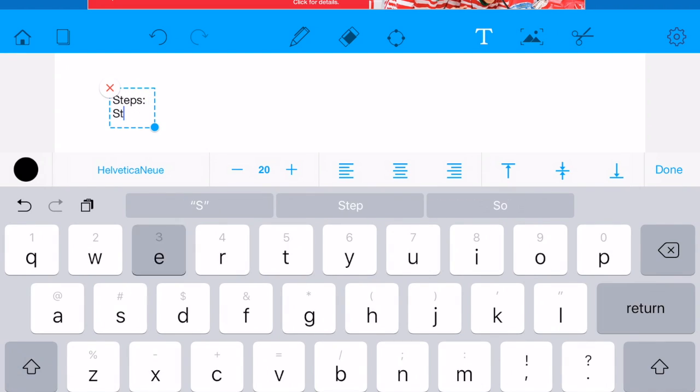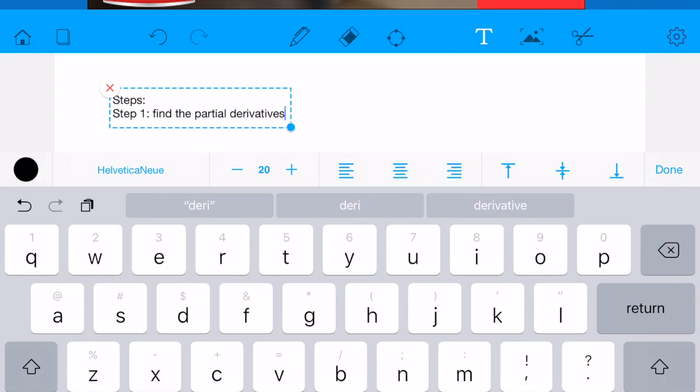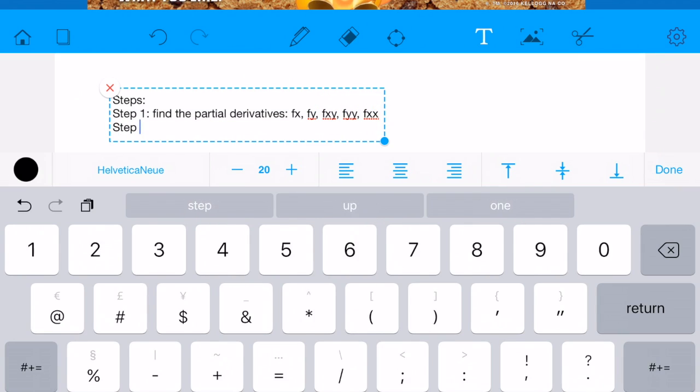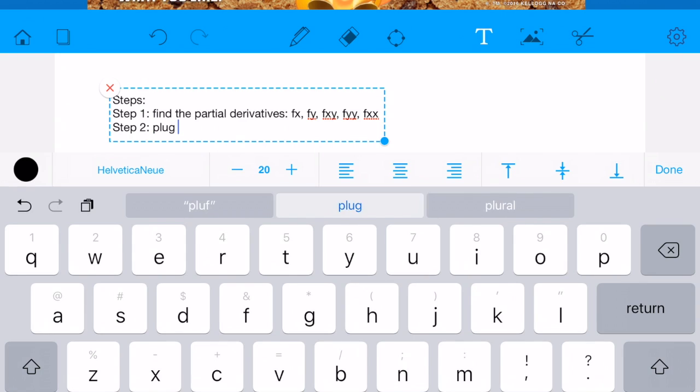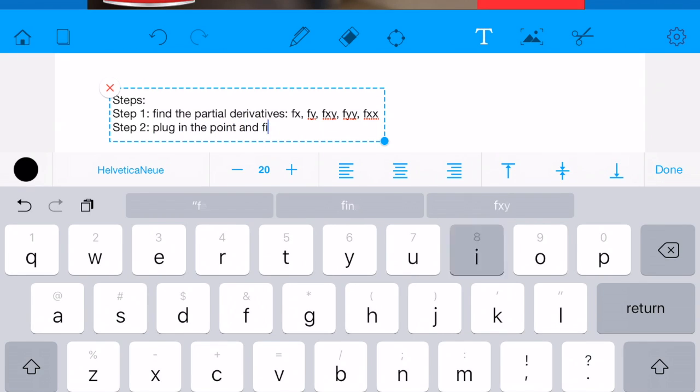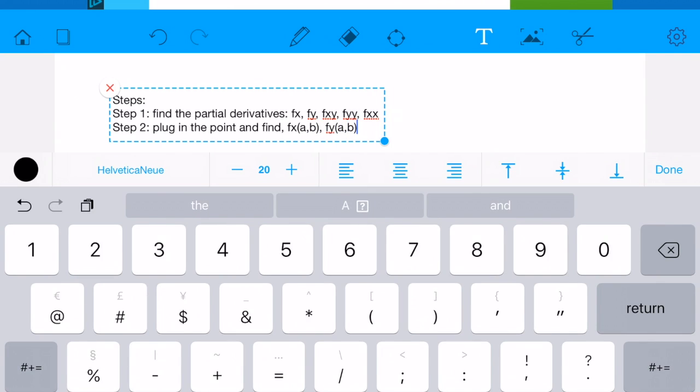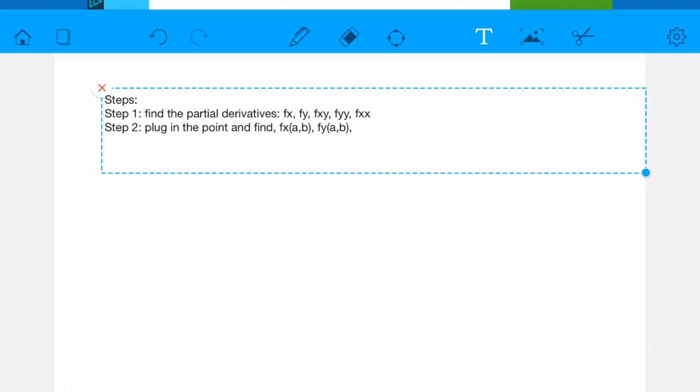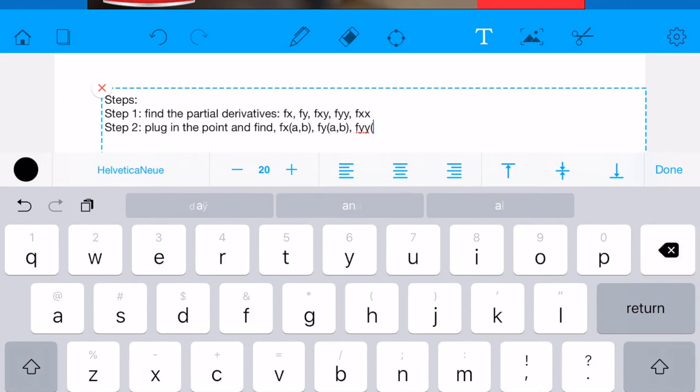Next, I have listed the steps that we need to take. Step 1 is find the partial derivatives, which is f_x, f_y, f_yy, f_xx, and f_xy. Then step 2 is plug in the point that we are given and then find f(a,b), f_x(a,b), f_y(a,b), f_yy(a,b), f_xx(a,b), and f_xy(a,b).